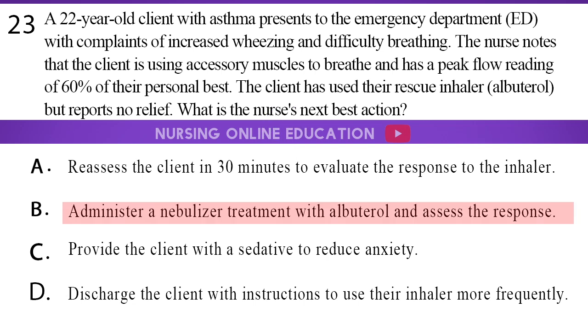The answer is option B. Administer a nebulizer treatment with albuterol and assess the response.